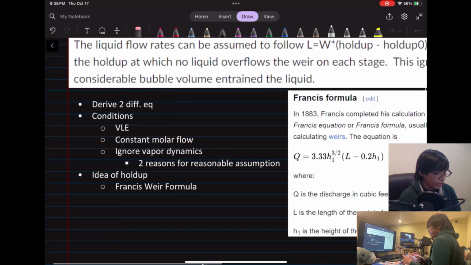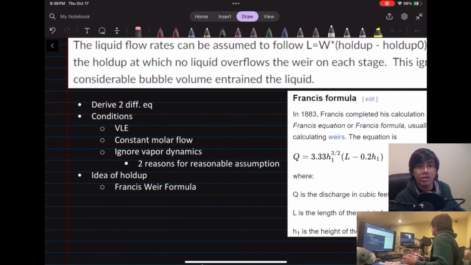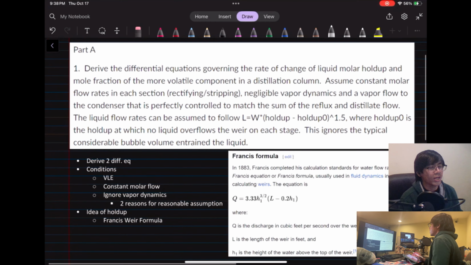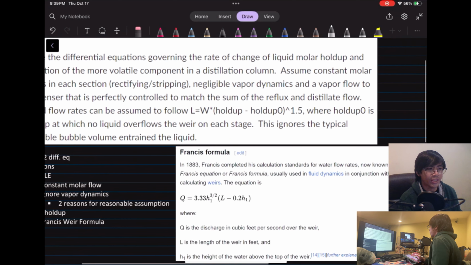I think that's all it for the conditions. The other thing to note here is this idea of holdup. So again, going back to the problem statement, we're going to be monitoring, or I guess simulating, our liquid flow rates with this idea of the Weir formula. So again, you can kind of see the Francis Weir formula here.